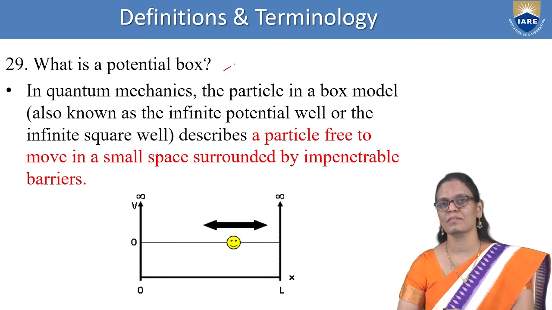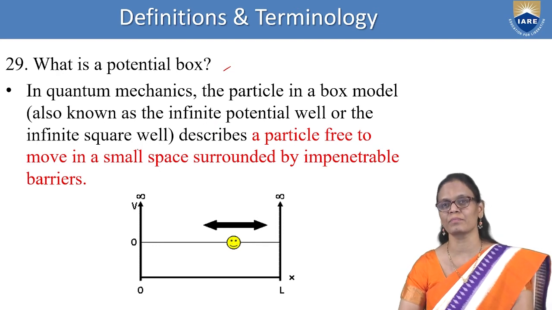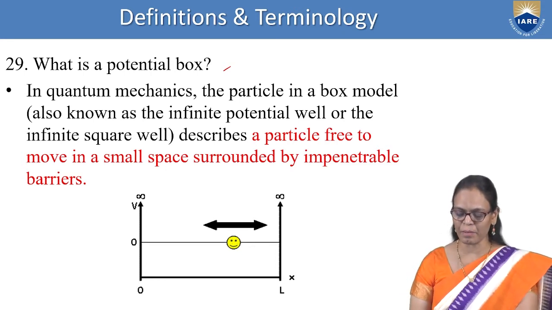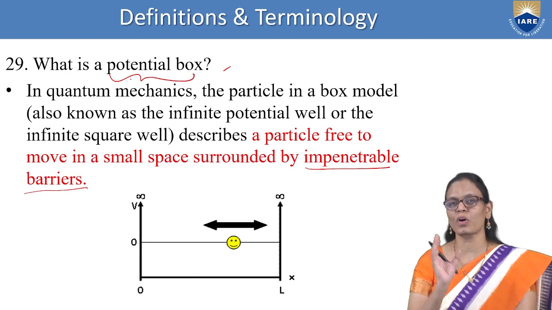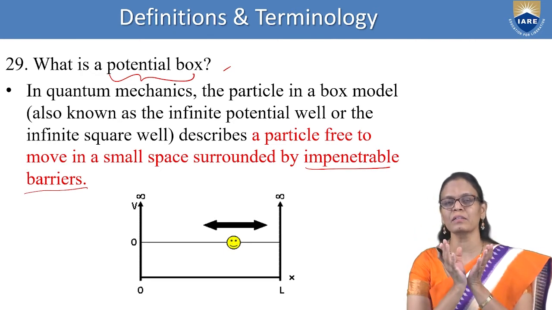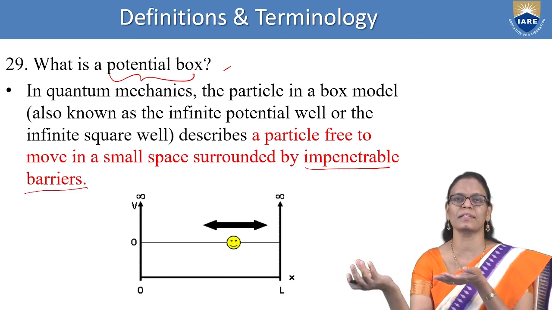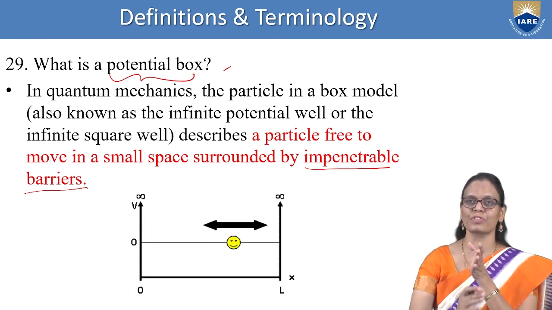Now what is a potential box? In quantum mechanics, the particle in a box model is also known as the infinite potential well or the infinite square well. It describes a particle which is free to move in a small space but surrounded by impenetrable barriers. It is analogous to an electron trapped inside a metal. The electron cannot come out easily; it has to stay inside, but inside the metal it can move very freely. So we are bringing in the analogy with the help of this potential box.